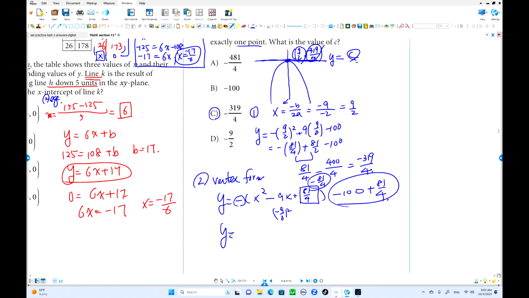Okay, actually let me write it down. x minus 9 over 2 squared. This is negative 400, so when you add 81, negative 319 over 4, right? This is the y coordinate. You can use the vertex form, okay?